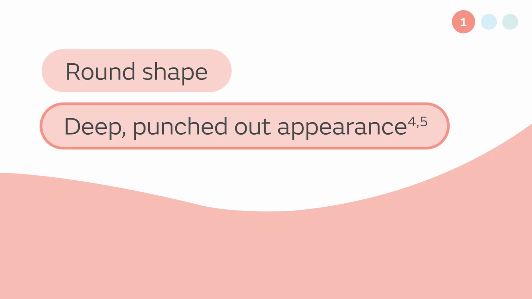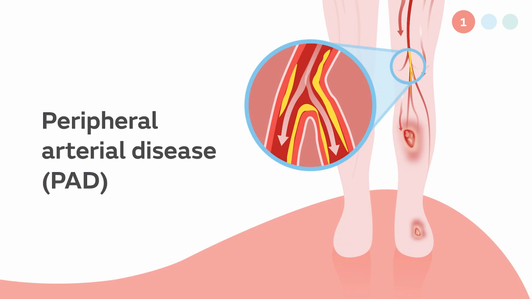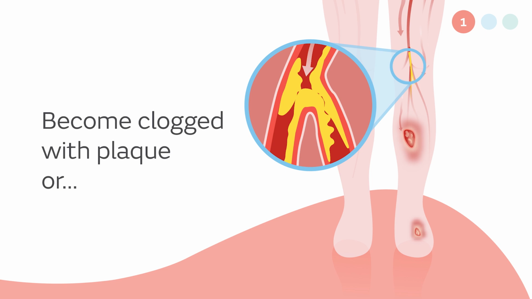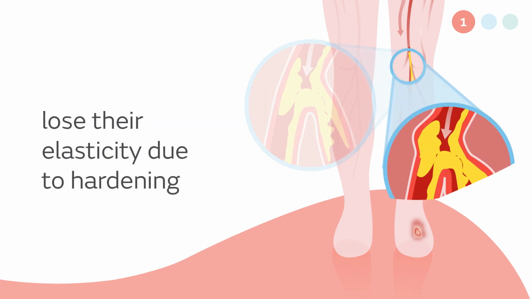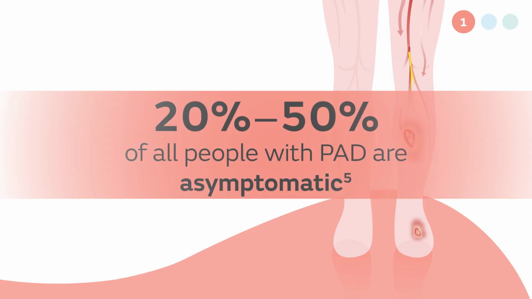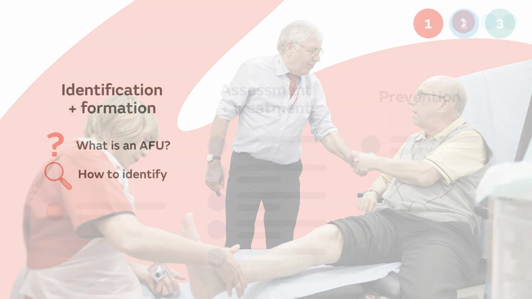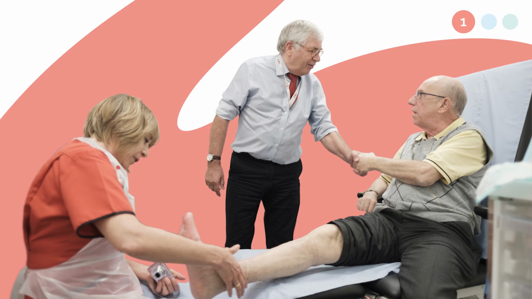But arterial leg ulcers are found in conjunction with a bigger problem, peripheral arterial disease, or PAD. This is a condition in which arteries that carry blood away from the heart down to the feet become either clogged with plaque or lose their elasticity due to hardening. An estimated 20 to 50% of all people with PAD are asymptomatic, so your patient may not even know they have it. If you see a leg ulcer, check for signs of PAD.